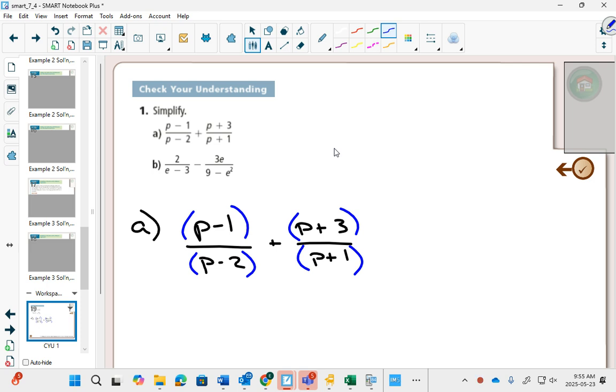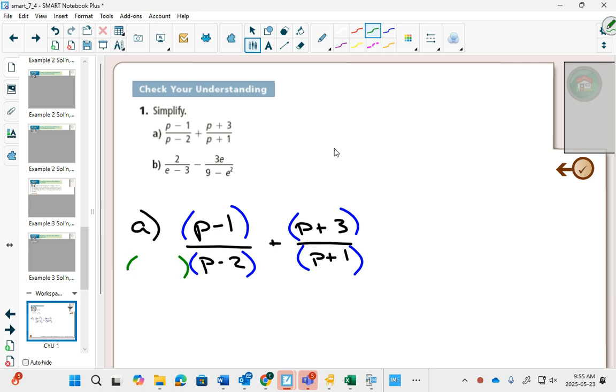So now, oh, I forgot to leave space in front of this one. I'll just have to write smaller. But we look at our denominators because in order to add fractions, we need a common denominator. And that means that each of the factors need to be the same. This one has a p plus 1, but it doesn't have a p minus 2. And this one has a p minus 2, but it doesn't have a p plus 1.